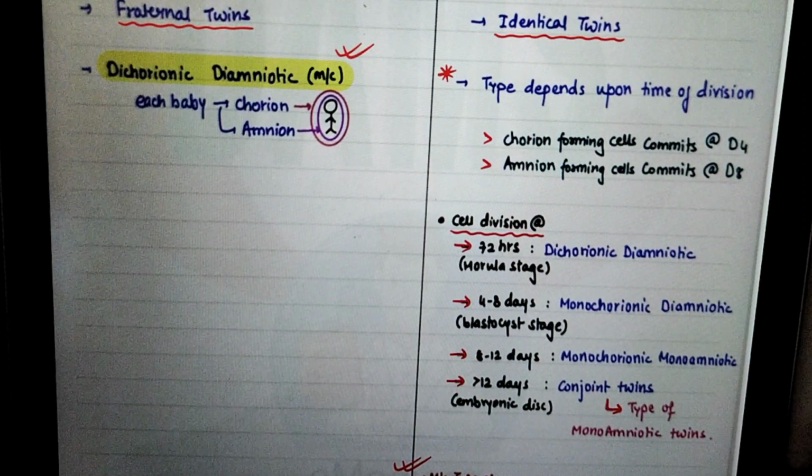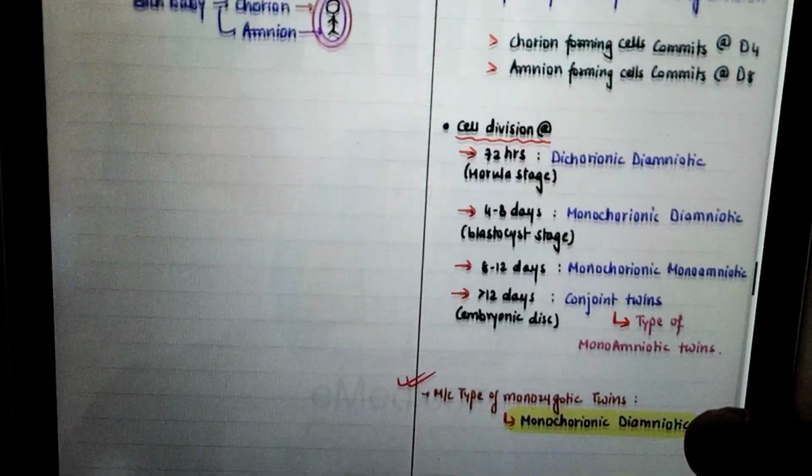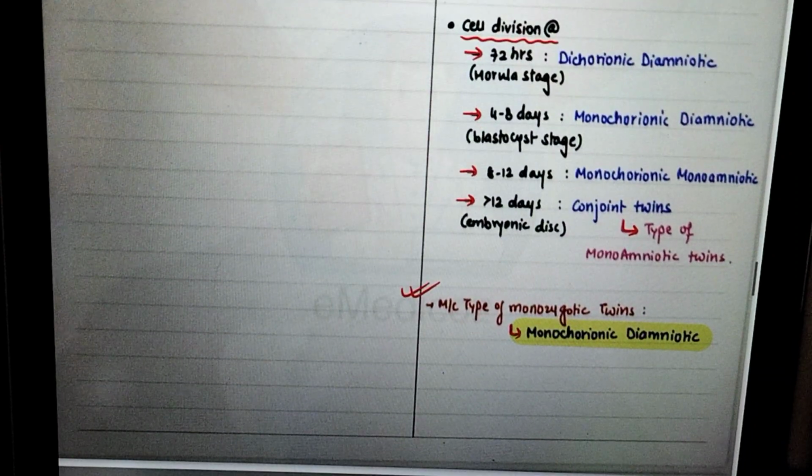If division is at more than 12 days, when the formation of the embryonic disc occurs, the type will be conjoined twins, and conjoined twins are a type of monoamniotic twins. And the most common type of monozygotic twins is monochorionic diamniotic.